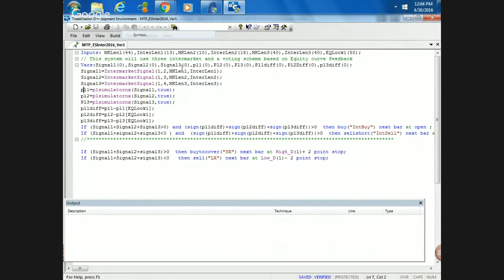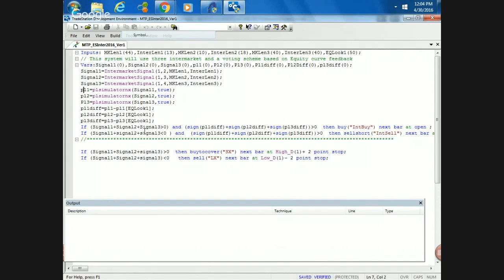So what I do here is when the three signals add up to greater than zero, meaning they all agree, that's only when I take a trade. So the signals coming back from the intermarket signal function, all three of those have to be above zero? No, actually, two of the three. So we bet the confluence of them.